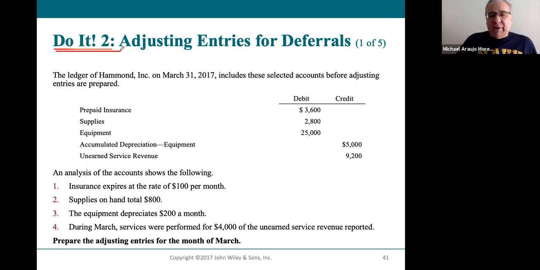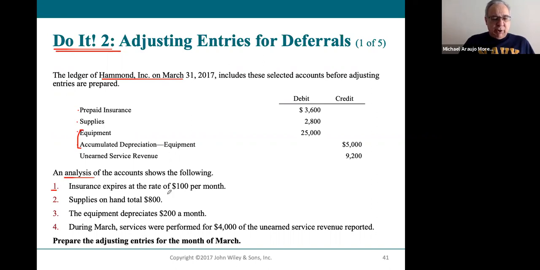4 different entries you have to learn, and they're wrapped up in this exercise here. So here's a whole bunch of accounts for Hammond Company Incorporated at the end of March. Prepaid equipment, supplies, their equipment and accumulated depreciation accounts are here together, and unearned service revenue. And here's the analysis they have.